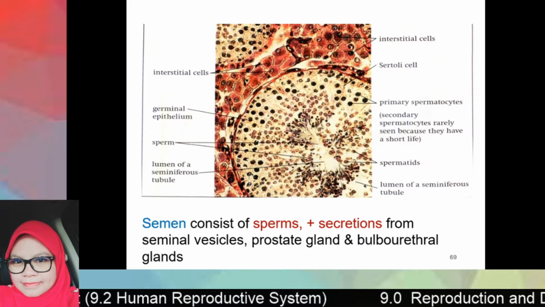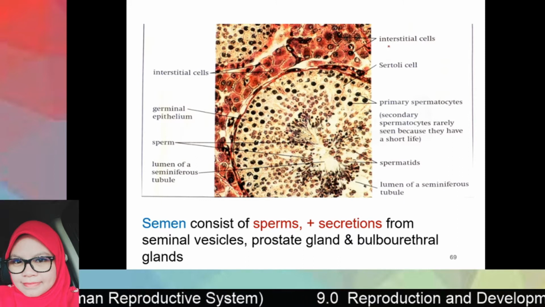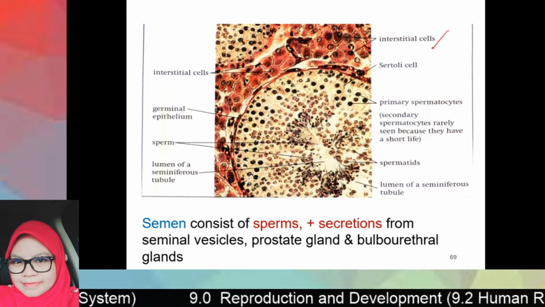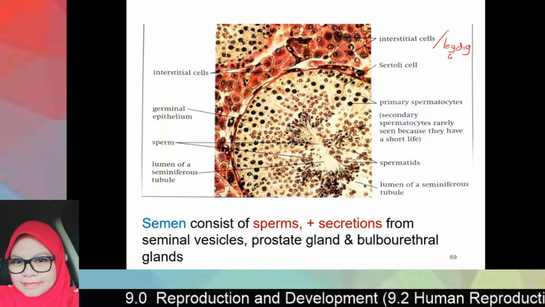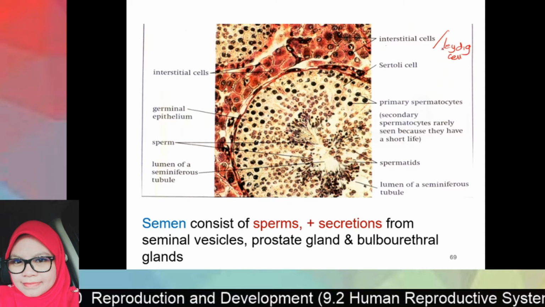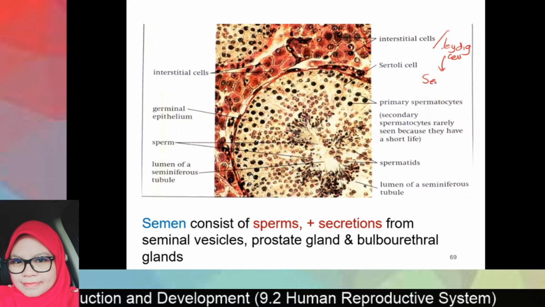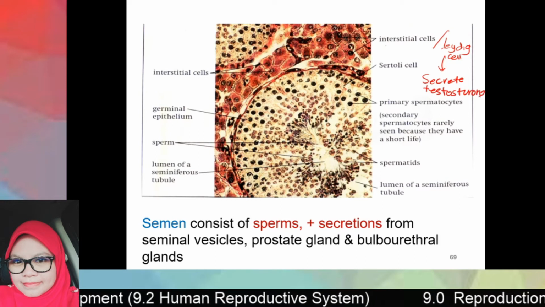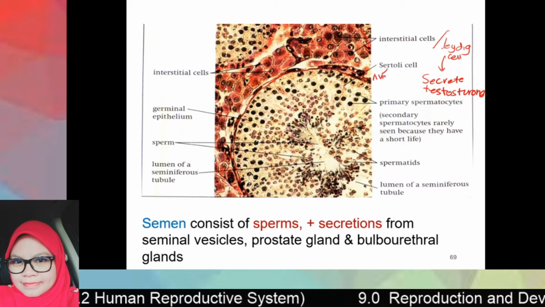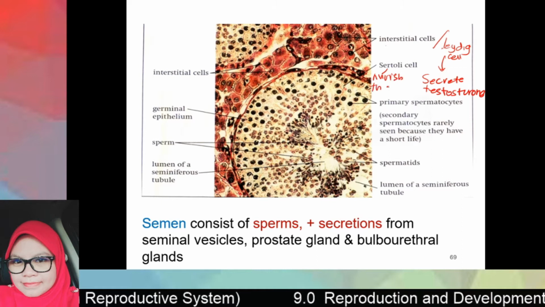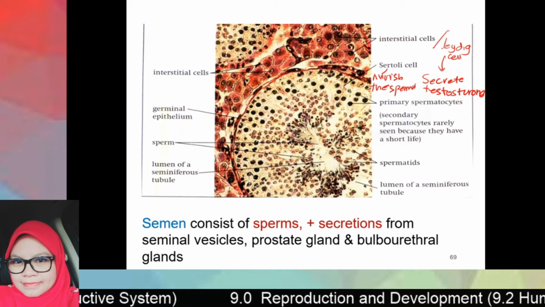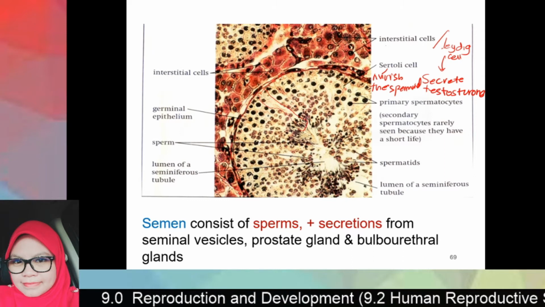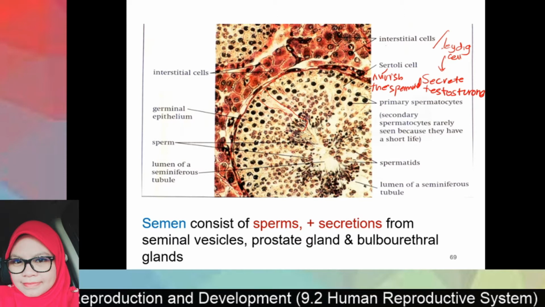Okay, so here kita boleh tengok balik. This is detailed structure. This is called the interstitial cell. Okay, also known as Leydig cell. Here is the Leydig cell. Function dia apa tadi? Kita dah kata secrete testosterone. Sertoli cell nourish the spermatid. And then here is the seminiferous tubule di mana berlakunya spermatogenesis.